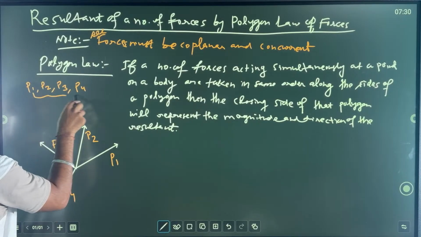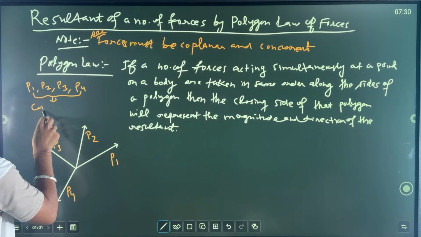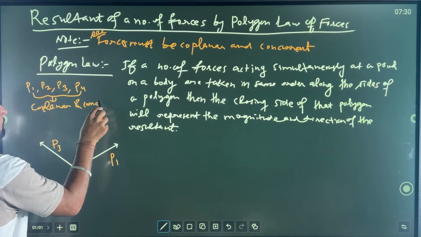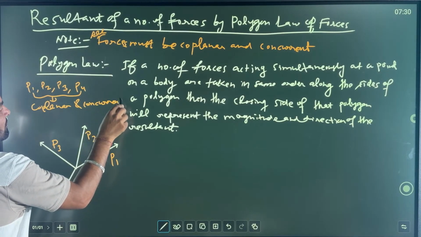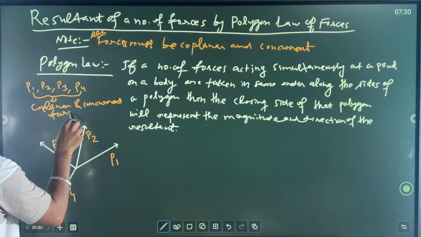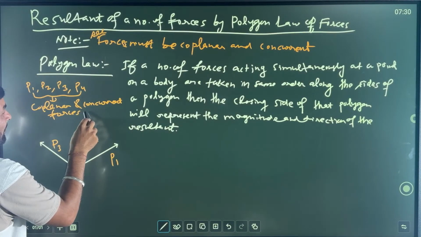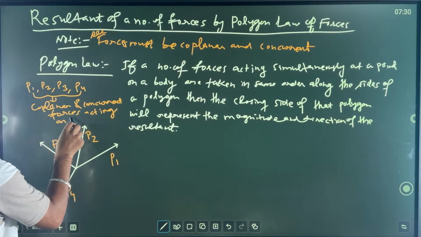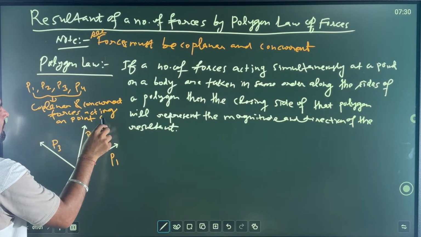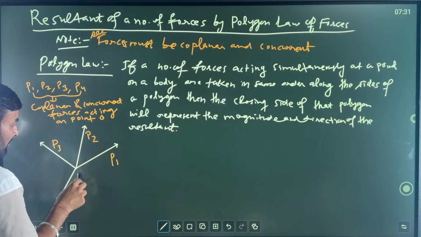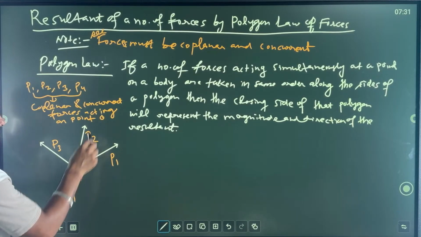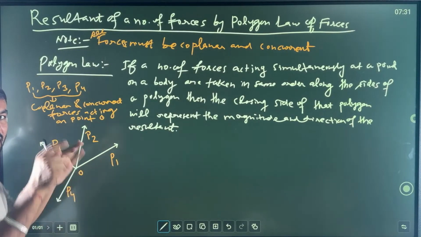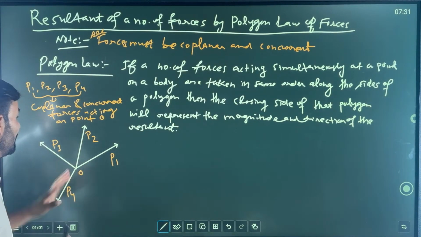P1, P2, P3, and P4 are coplanar and concurrent forces, my dear friends, acting on a point on a body. And these forces are acting simultaneously, means एक ही टाइम में लग रहा है, my dear friends, इस point of the body के ऊपर.